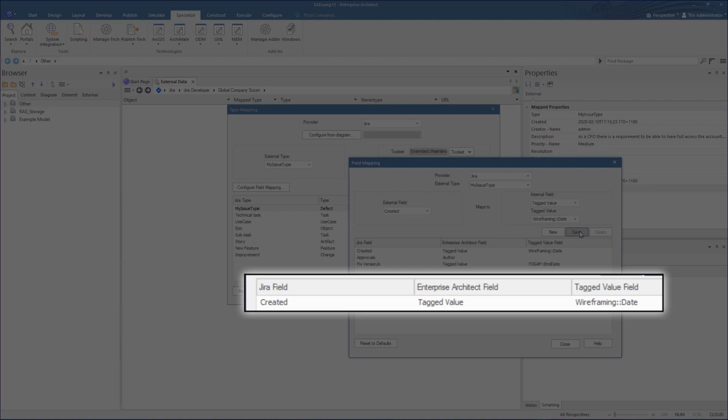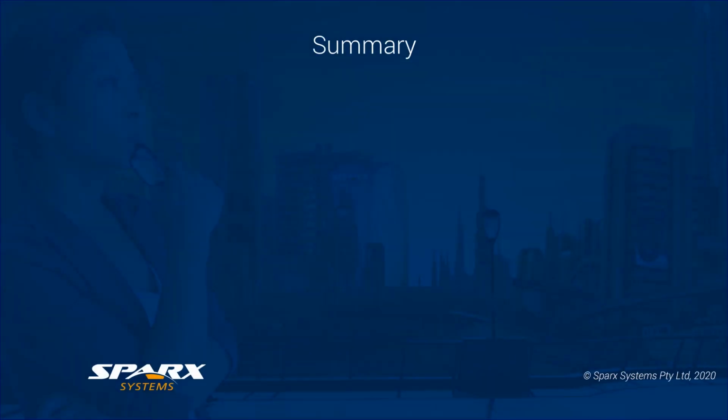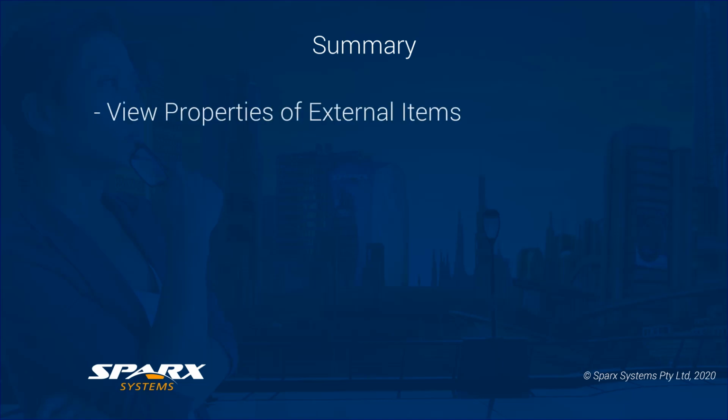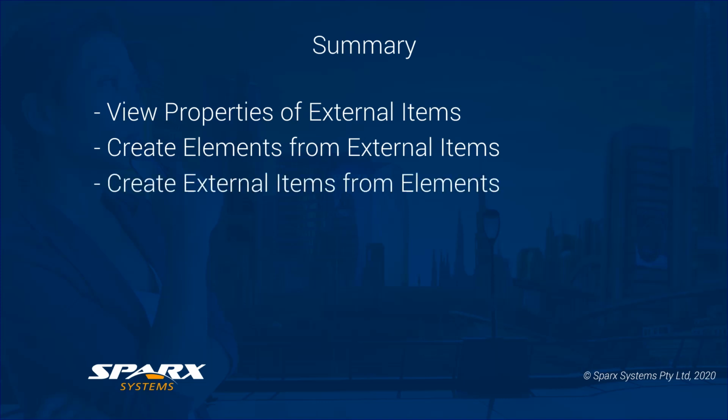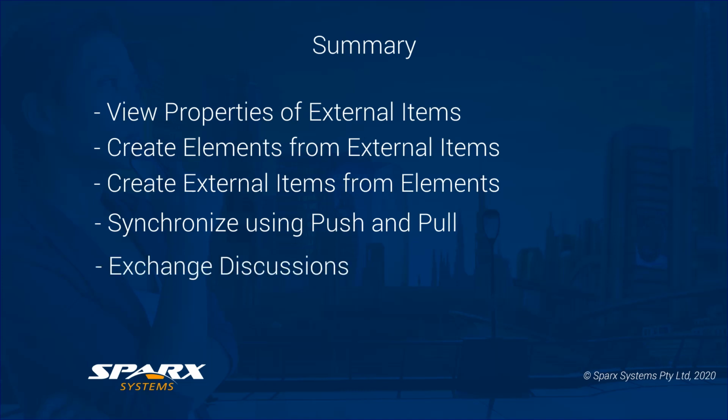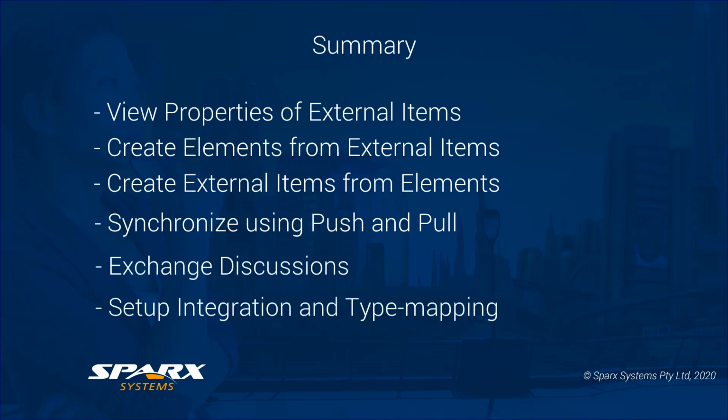In conclusion to this webinar, let's have a look at what we have covered. What we have shown is how to view the properties and descriptions of items in the external provider, create elements in Enterprise Architect from items in the external provider, create items in the external provider from elements in the Enterprise Architect, synchronize data using push and pull, and exchanging discussions. Further, we cover the integration setup process for an external provider and the option to set your own type mapping.